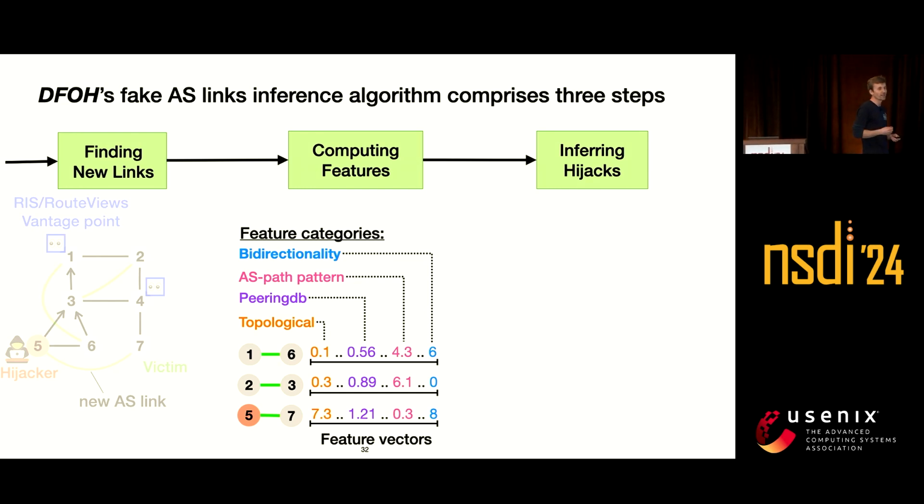Finally, we have the bidirectionality feature. This is not new. It's just that if an AS link is observed in both directions, it's a strong sign that the link is legitimate, because an attacker cannot fake both directions of a link. Otherwise, there is a loop in the AS path.